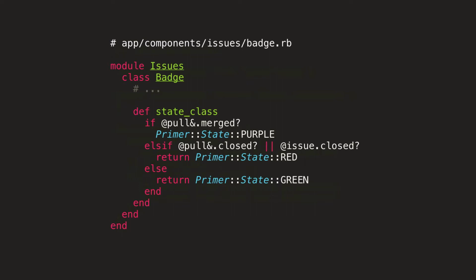Yeah, so right here, we have our pull object. And this is the most complex conditional in this class. There's simpler ones. But we're asking two questions of it. Closed or merged? And for issue, we just ask whether it's closed or not.